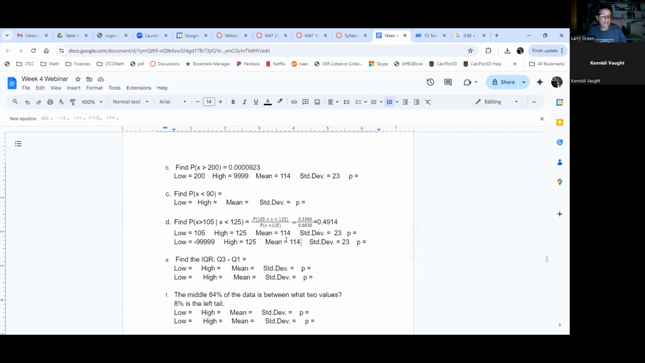And then the mean was 114 and the standard deviation is 23. And I got a p-value of 0.6838. I divided those, I think about 49% or so. Any questions on that idea?